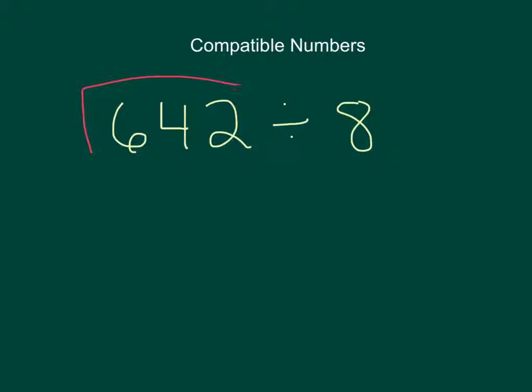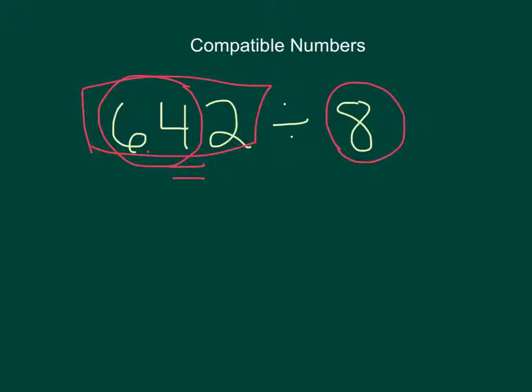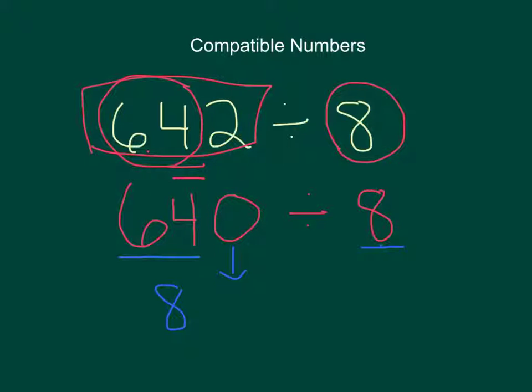So if I look at 642 and I round to the nearest 10, which is where the 4 is, if I look at 64 and 8, they are compatible numbers in that they can both work together to be divided evenly. So if I round 642 to 640 and then divide that by 8, my estimated quotient is now going to be 64 divided by 8, which will give us 8, and then you bring down that 0.